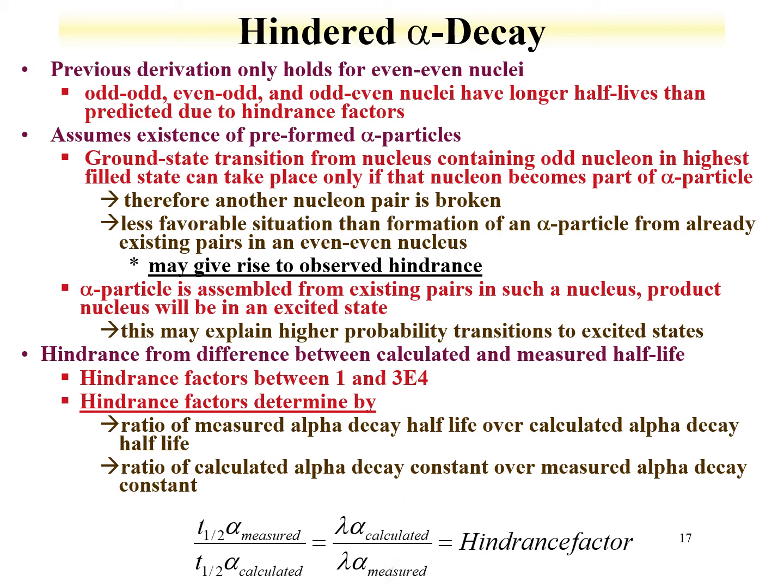But this is an important equation to remember, and use this to determine the hindrance factors. And it doesn't matter if I take the ratio of the alpha decays or the ratio of the decay constants. What you should remember is that the values are going to be greater than 1. So if you use an equation and you make a calculation and the hindrance factor is below 1, chances are all you need to do is take the inverse of that.